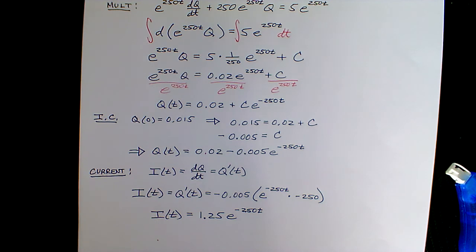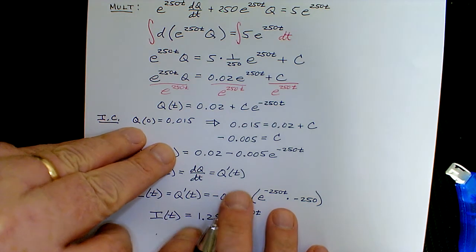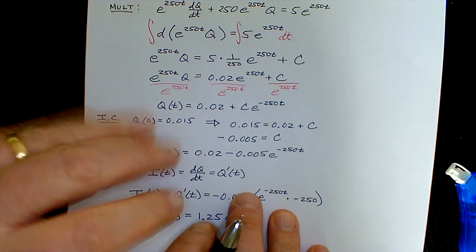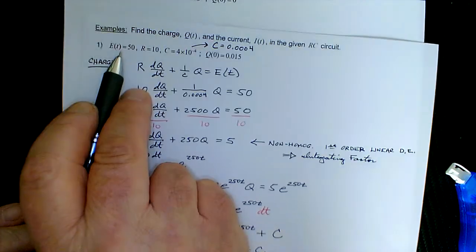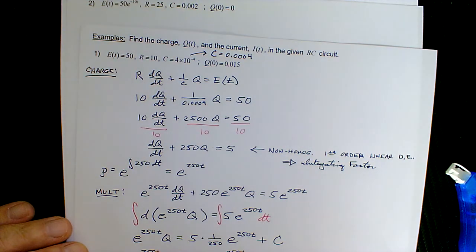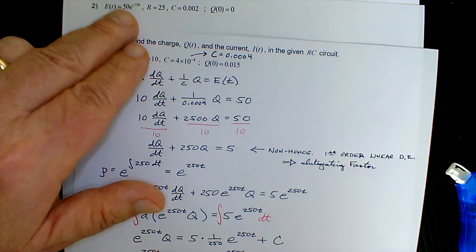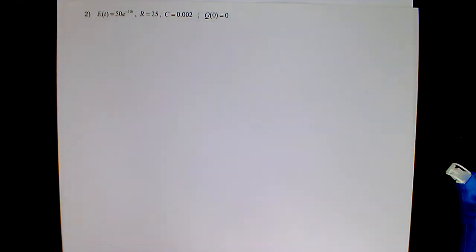Okay, so we'll look at one more example of the RC circuit, then we're going to turn our attention to our RLC circuits. But notice that in the previous example, the charge E of t was a constant. Not that it's really going to make that much of a significant difference, but now we'll look at the charge being, in this case, a function of t.